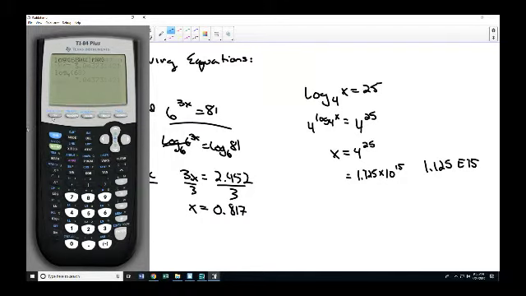I'm going to put both of them in y equals. So 6 to the 3x, and 81. That's different functions.